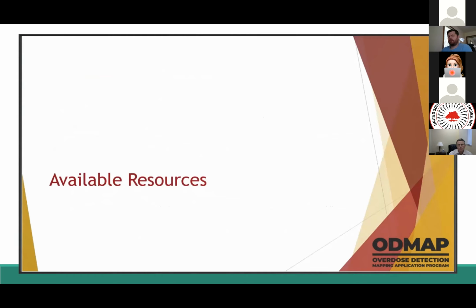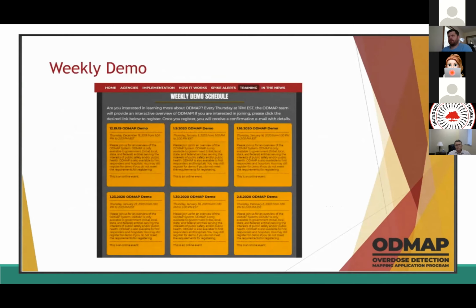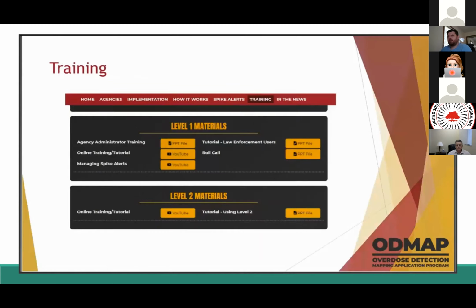Now we will transition to available resources that are open to your agency free of charge. The first, you can navigate over to odmap.org, click on training, and we offer weekly demonstrations every Thursday at 1 p.m. Eastern Time. If you'd like to register for one, you can just click on the hyperlink and it will give you the necessary information to call in. We also have online training that's available to you in PowerPoint form, video form, and training manual form. So again, just go over to odmap.org and click on training.